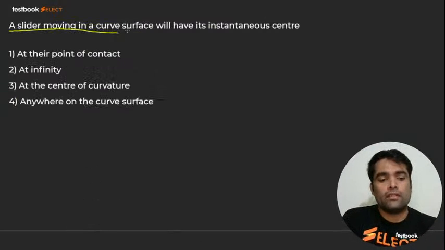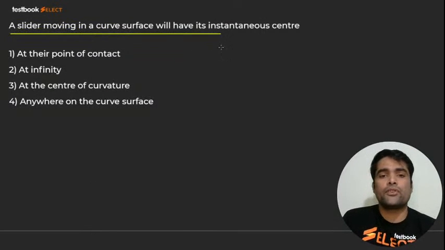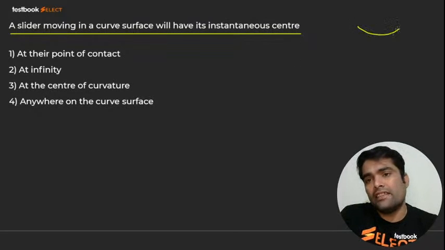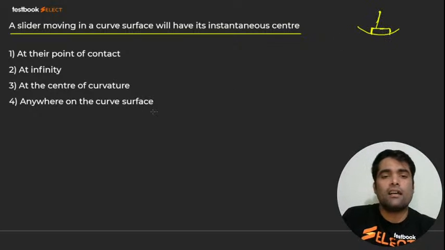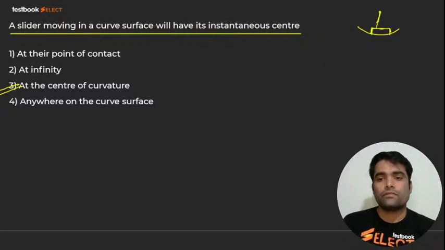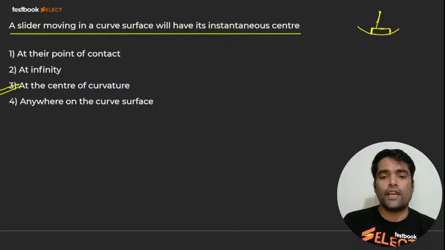A slider moving on a curved surface. Repeated question. It will have its instantaneous center. Suppose I have a slider on this curved surface, my dear. So where will its center be? At infinity, or at the center of curvature, right? Number 3 is correct. And it's a repeated question. Here I go for next.